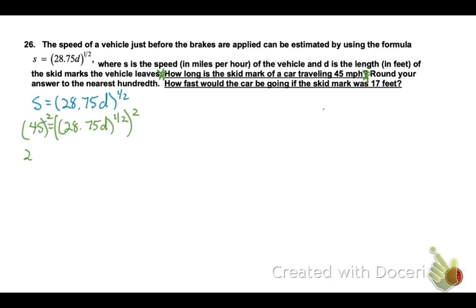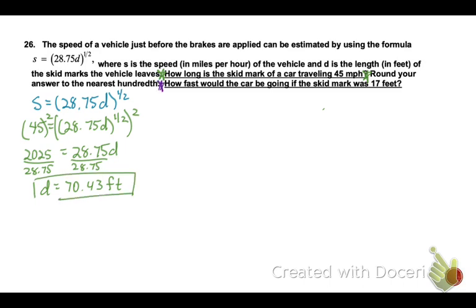So we're going to raise it to the reciprocal power, which is 2 over 1, or just the second power. So we'll do that for both sides. 45 raised to the second power is 2025, and that will equal 28.75 times D. Now we can get D by itself by dividing, and then rounding to the second decimal place, we'll get a skid mark of length 70.43 feet. Now let's answer the second question.